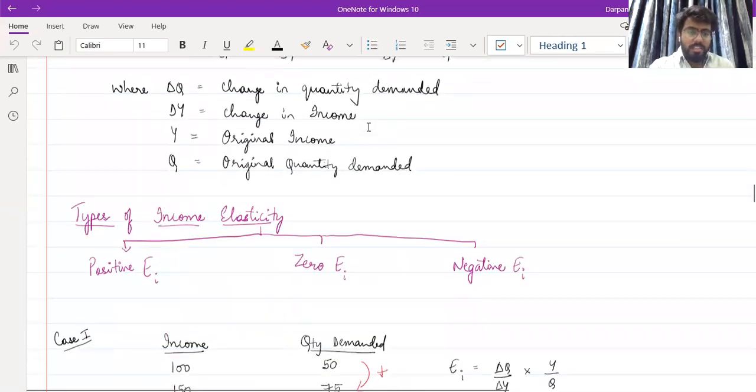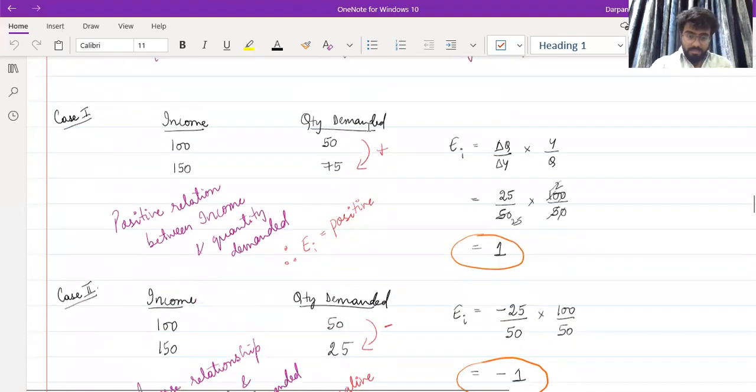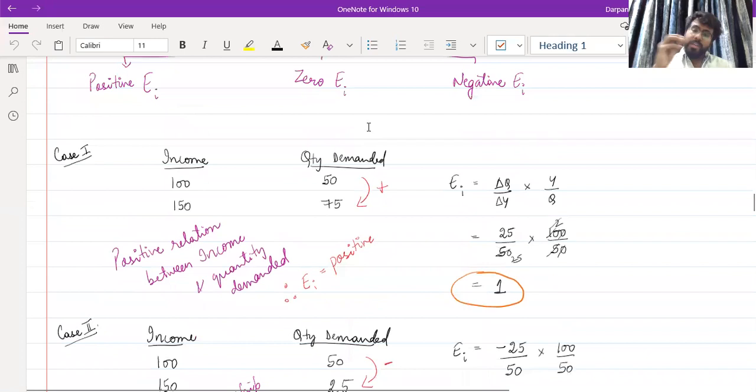Income elasticity, it was easy. Types of income elasticity: positive, zero, and negative, right? When can I call it a positive relationship in income elasticity? When quantity demanded is increasing with an increase in income. When will it be zero? When quantity demanded is not changing with the change in income. When will it be negative? When quantity demanded is increasing with a decrease in income, or when with an increase in income, quantity demanded is decreasing.